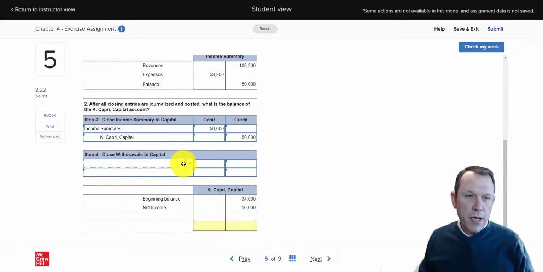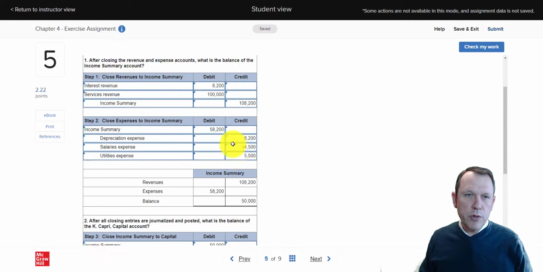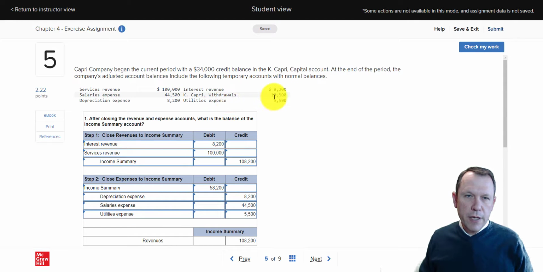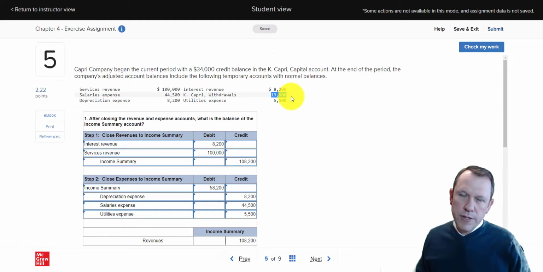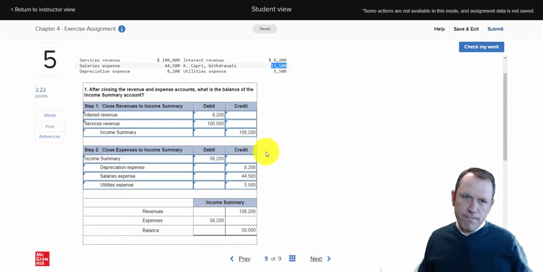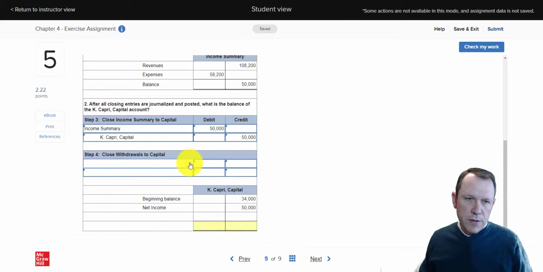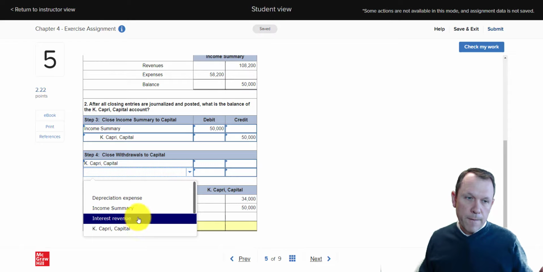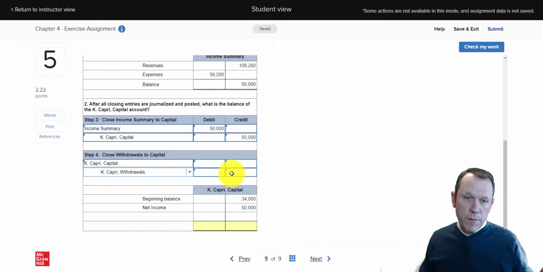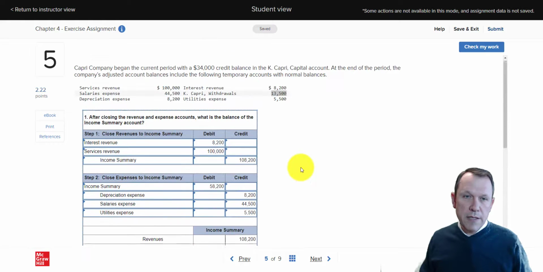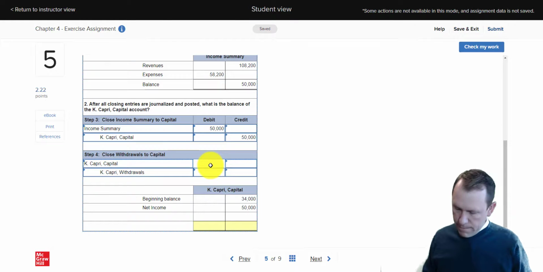And then our number 4, what we're going to do is close our withdraw account. Withdraw accounts are normally a debit balance. So to close it, we've got to credit it. We're going to credit it for the equal amount of 13,500, right? So we're going to close it to capital is what we're going to do. There we go. So this is going to be, again, 13,500.